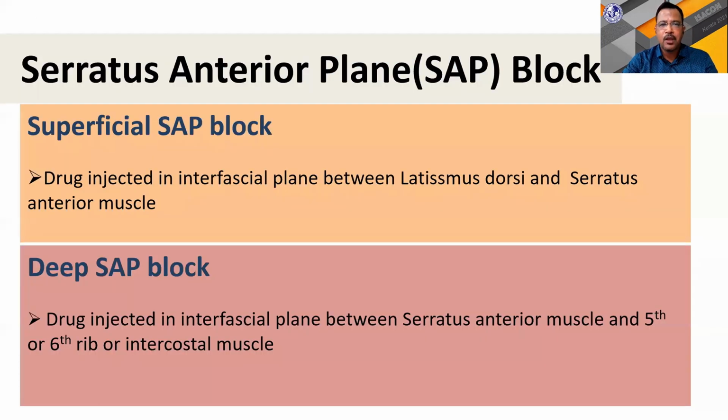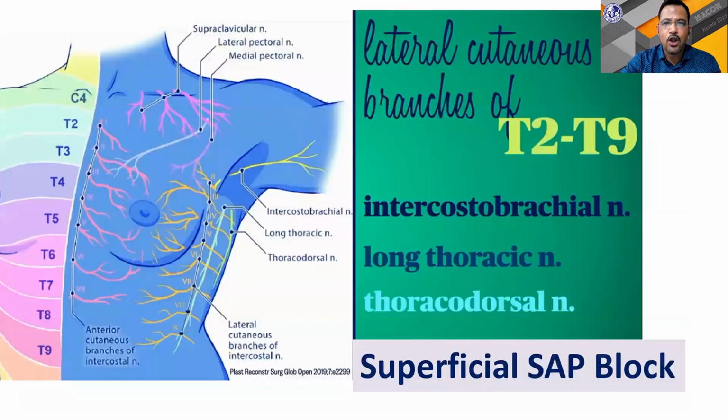Now coming to the serratus anterior plane block, it is divided into superficial and deep. If you deposit above the serratus anterior muscle, that is between the latissimus dorsi and serratus, it is the superficial SAP block. If you deposit below the serratus anterior muscle, between the serratus anterior muscle and the fifth or sixth rib or the intercostal muscle, it becomes a deep SAP block.